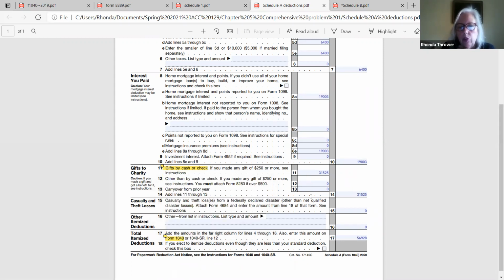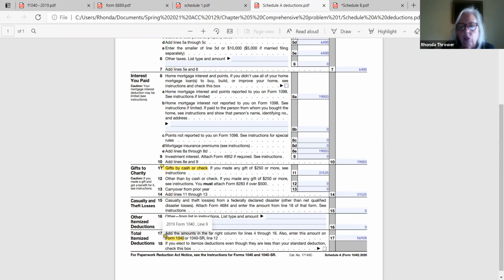And then we're going to go through the rest of this. These did not apply, so we're going to add up everything from lines 11 through 13, and this is what we got. There were no casualty and theft losses. There were no other itemized deductions. So the last thing is to add them all up, add everything in this column up, and you're going to get itemized deductions of $56,928. And this goes on Form 1040.